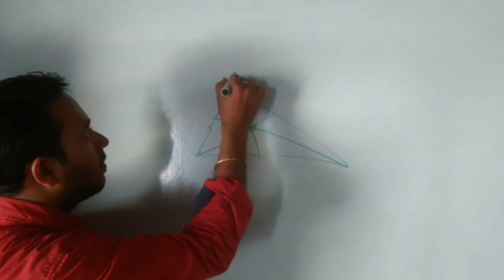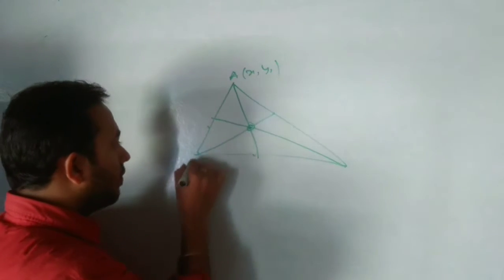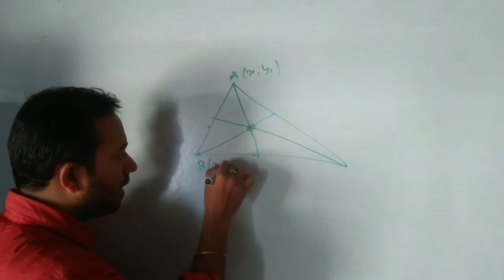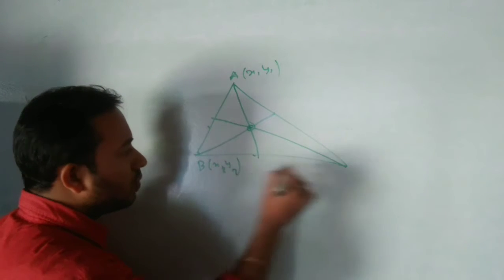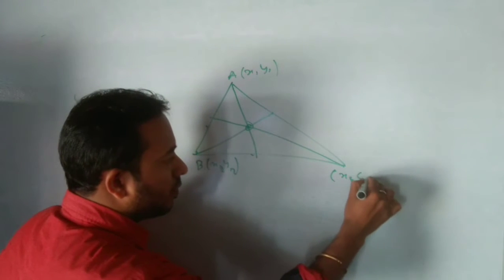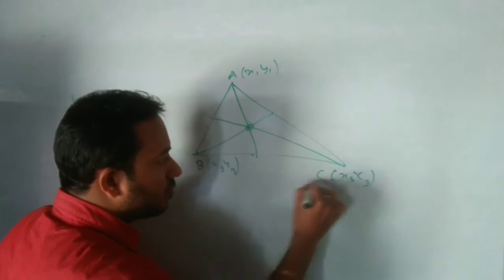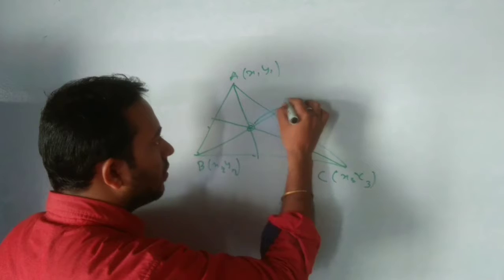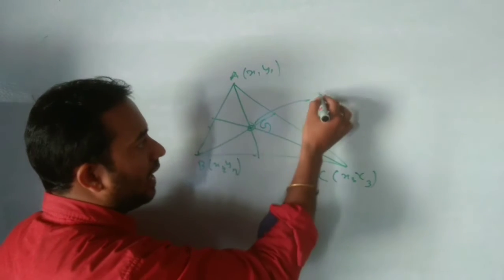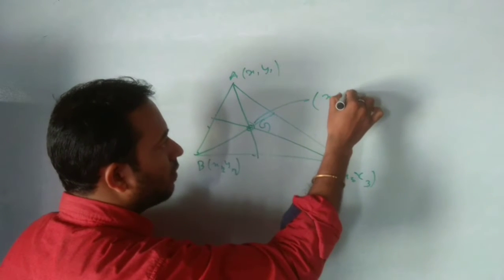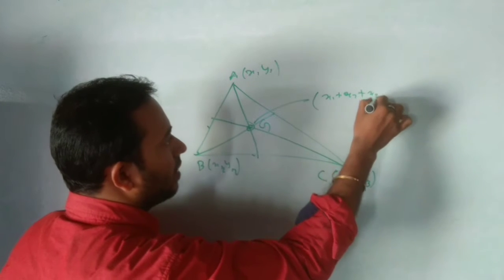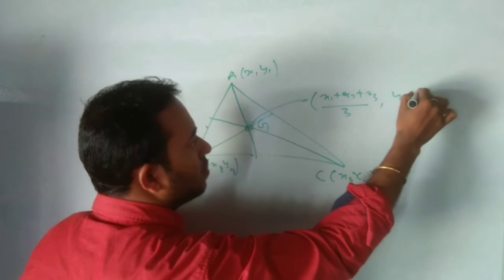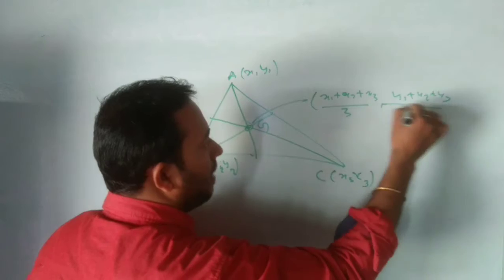So if we have the coordinates of the vertices as x1, y1, x2, y2, x3, y3, then we can find the centroid of the triangle. We will denote this as G, and its coordinates will be (x1 plus x2 plus x3) by 3, comma (y1 plus y2 plus y3) by 3.